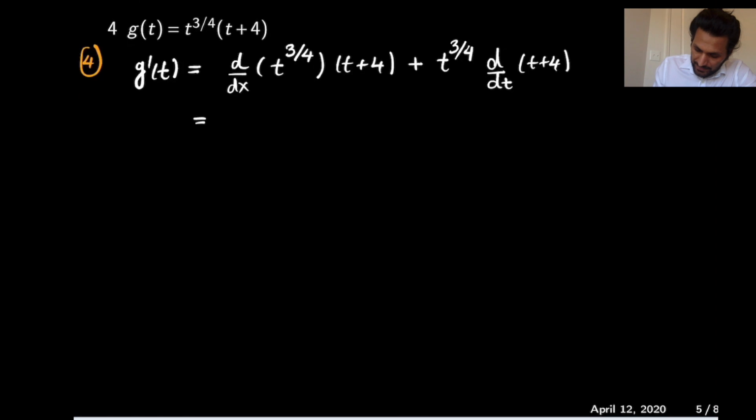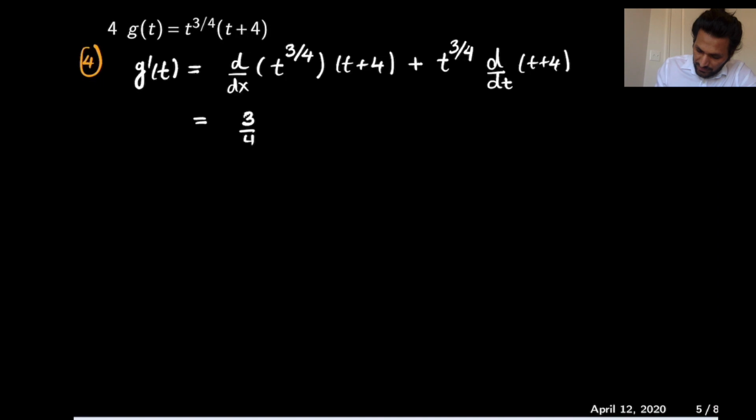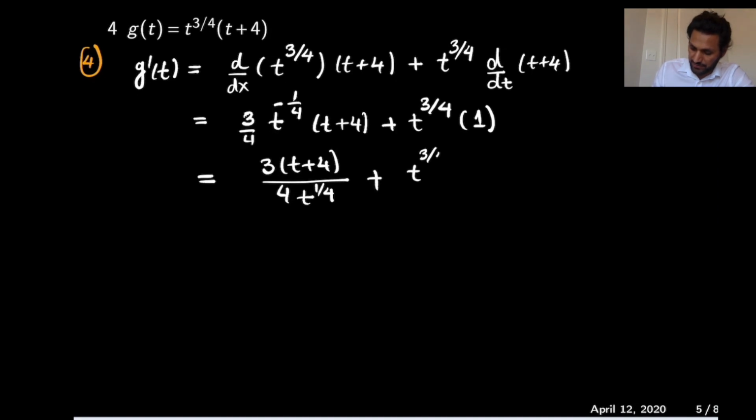So this gives me 3/4 t to the power -1/4. If you subtract 3/4 minus 1, it will give you -1/4, and this is times t plus 4. This is t to the power 3/4, and the derivative of this term is just 1. So next thing is we need to simplify. This term will become 3 times t plus 4, and this term will become 4t to the power 1/4. And that term is basically t to the power 3/4.